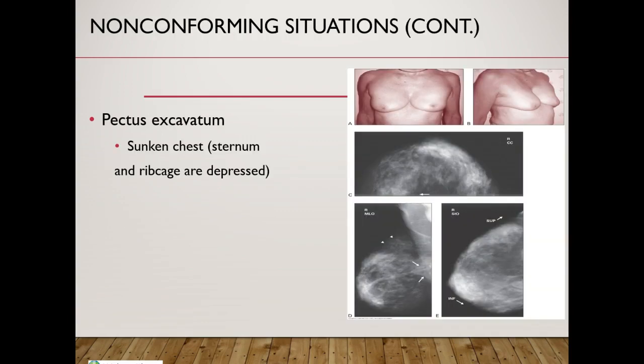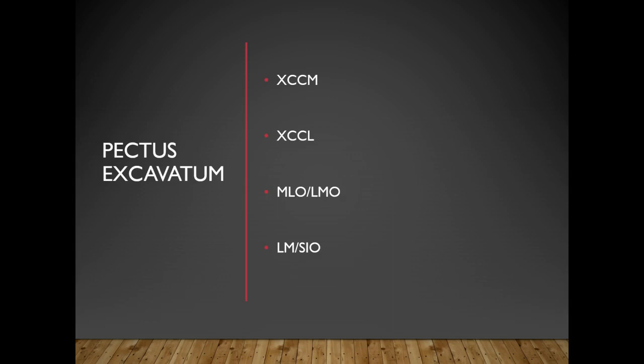Pectus excavatum is where the sternum is sunk in, and a lot of times it makes it difficult to get all the breast tissue on your image plate with this type of body shape. With this, you could do the exaggerated CC views, MLO or the LMO, and then you might need to do a lateral medial view, or you could do the SIO, superior inferior oblique, where you compress from behind. Sometimes you just need to get the patient up there and try a couple things before you figure out which one really works the best.